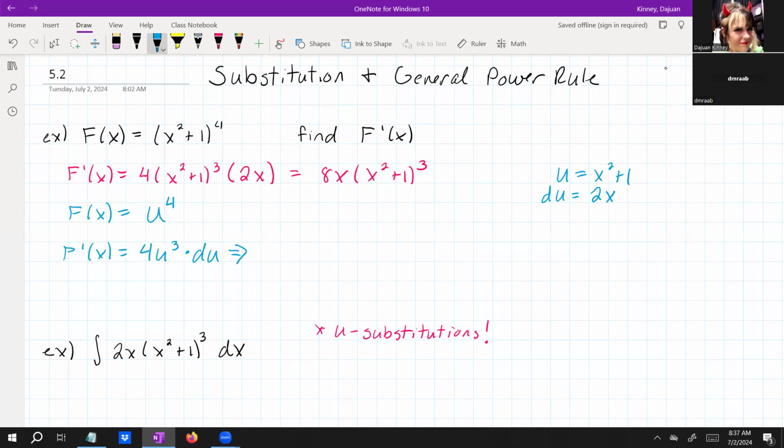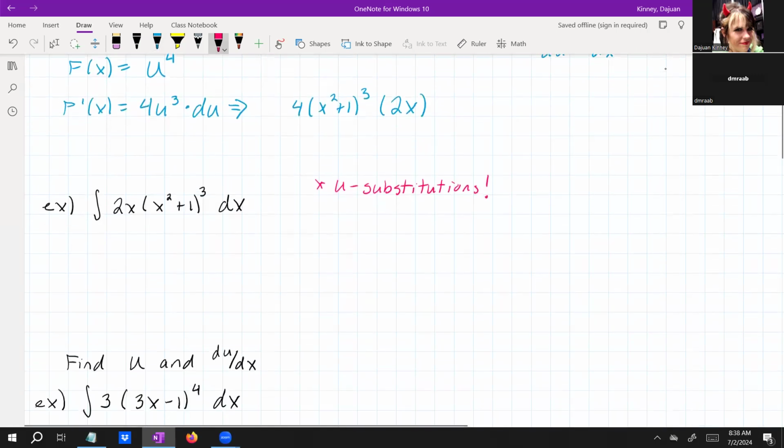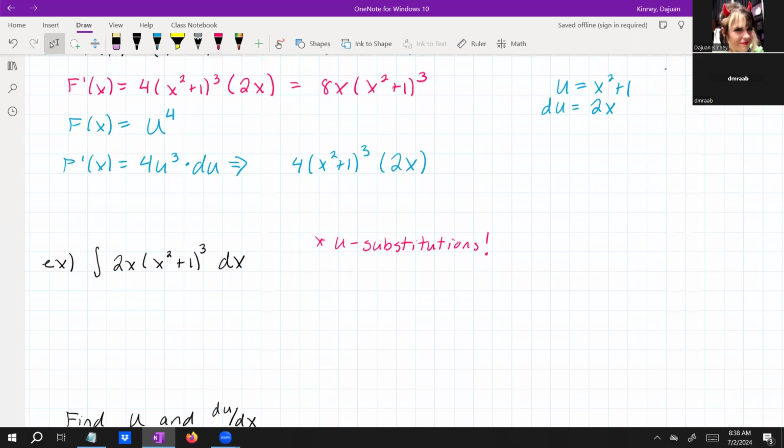And we want to go backwards now, turn it into what we want. We get 4 times x squared plus 1 cubed times my du, which was just 2x. Clearly, I'm doing this for a reason. But that's the idea we would go if we were to take a derivative. So now we're going to use that same idea backwards. This whole section is backwards. Chapter is backwards. So what we want to do is look for something and its derivative in our problem.